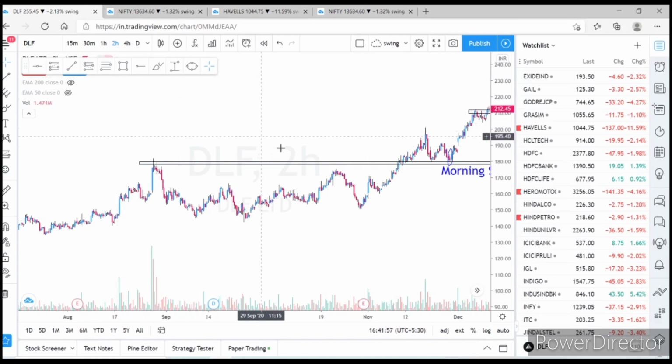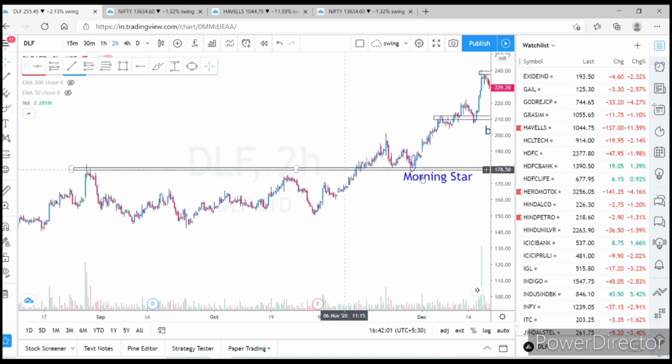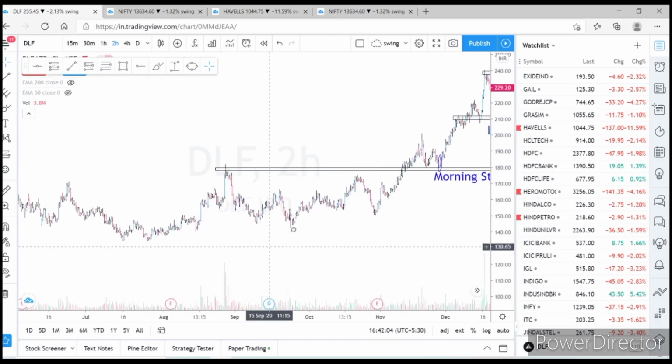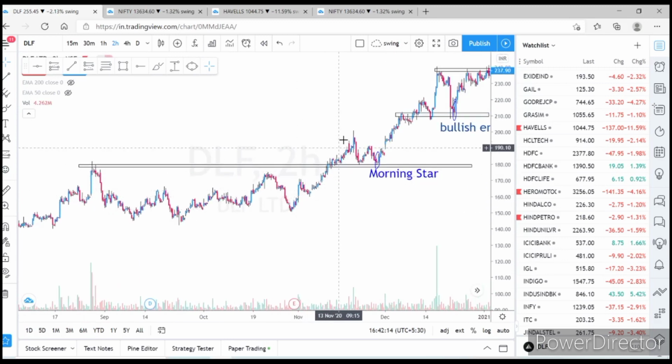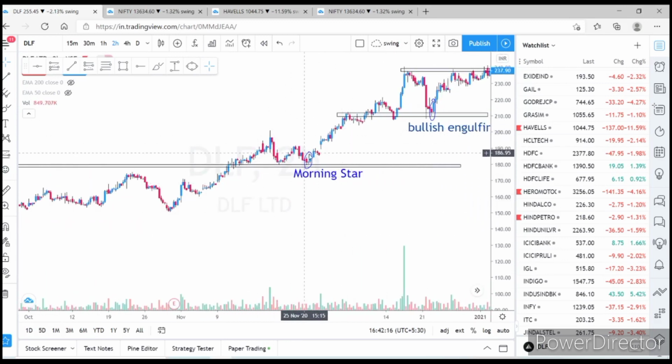So this DLF pattern is considered in 2 hour time frame. As you can see, DLF was in uptrend. It took resistance here. Once it took resistance, it stayed under that resistance area, and finally after a few days it broke the resistance and came back to retrace to this level.